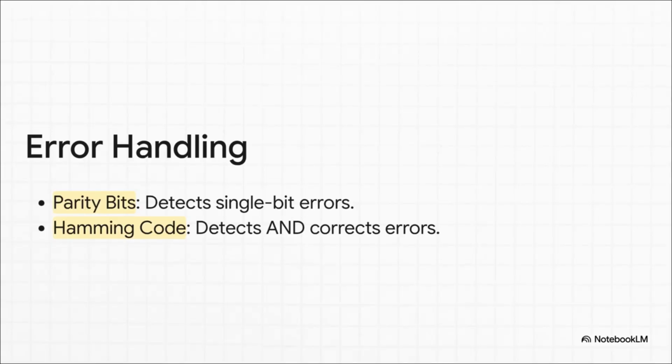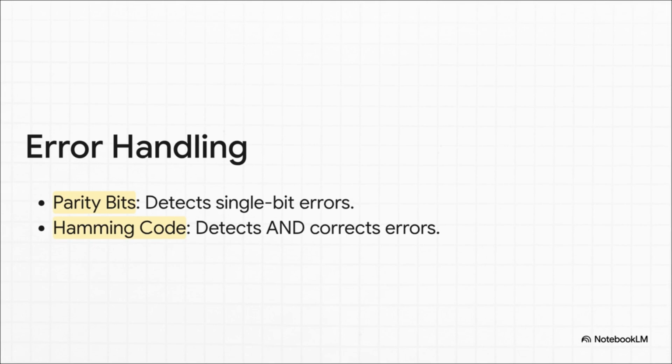Speaking of errors, what happens when things go wrong? When data is zipping through memory or flying over a wire, bits can accidentally flip from a 1 to a 0 just because of random electrical interference. To handle this, we use parity bits. A parity bit is just an extra bit tacked onto a message that acts as a simple alarm system to detect if a single bit error happened.